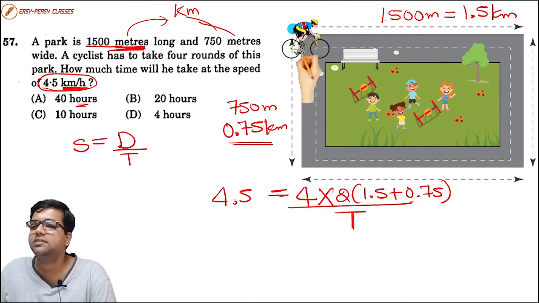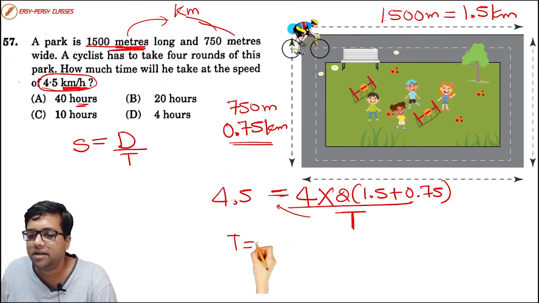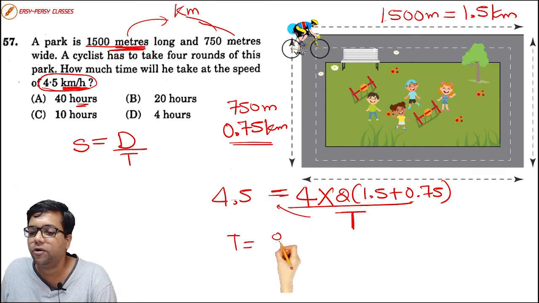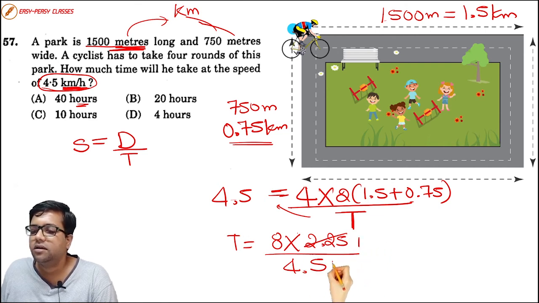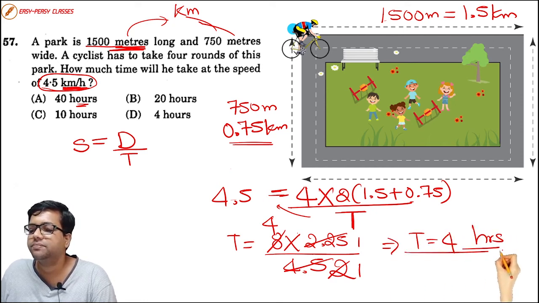That becomes the total distance traveled by the cyclist. Now solve this equation. T goes over there, cross multiply. T is equal to 8 into 2 is 4 into 2 is 8 into 1.5 plus 0.75 is 2.25 by 4.5. So if you observe carefully, this gets divided 2 times, and 2 ones are 2, 2 fours are 4, that means T is equal to 4 hours.